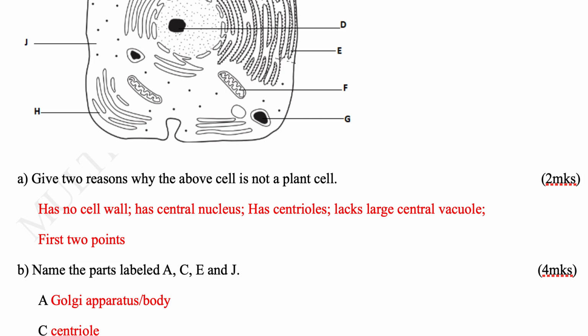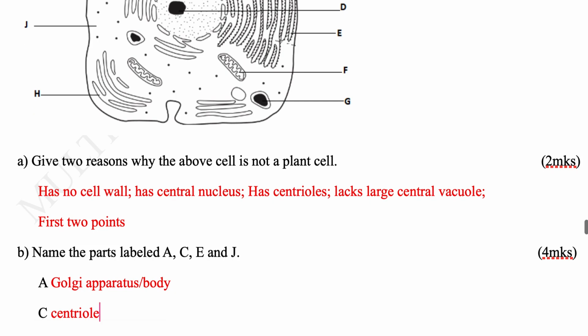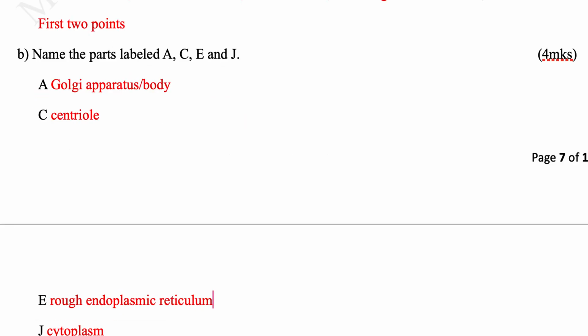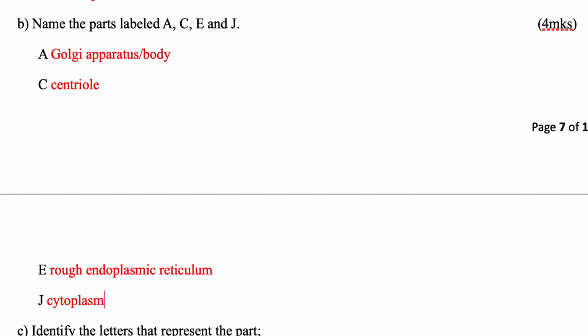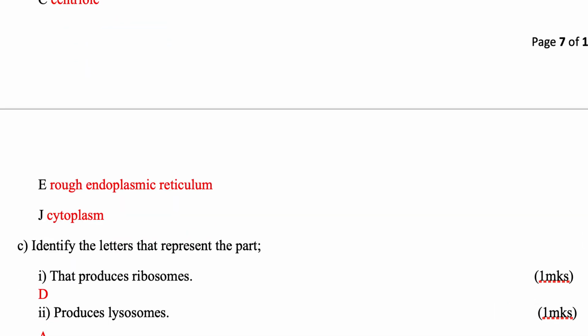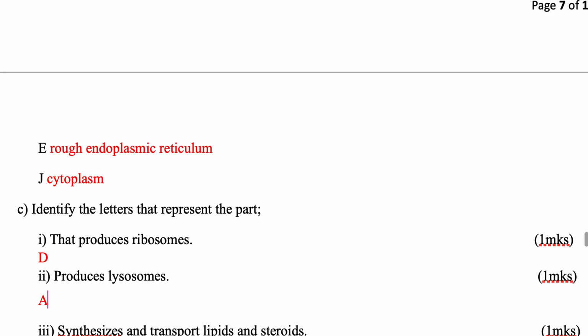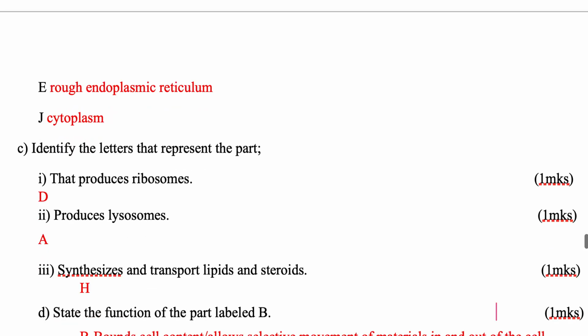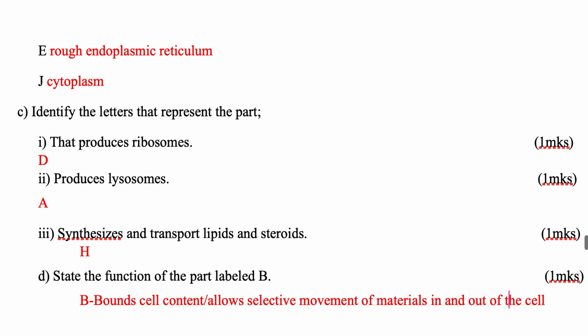Name the parts labeled A, C, E, and J. A is the Golgi apparatus. C is the centriole. E is the rough endoplasmic reticulum. J is the cytoplasm. Identify the letters that represent the part that produces ribosomes, which is D; produces lysosomes, which is A; and synthesizes and transports lipids and steroids, which is H.